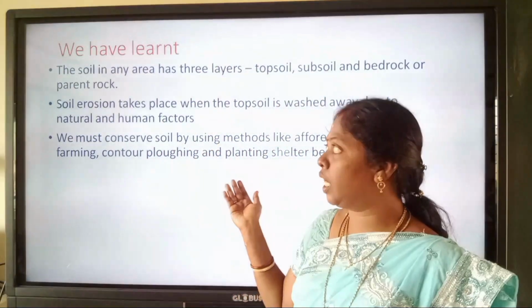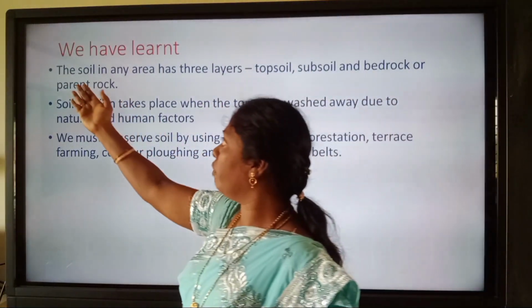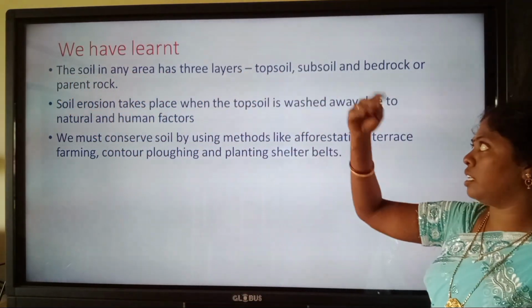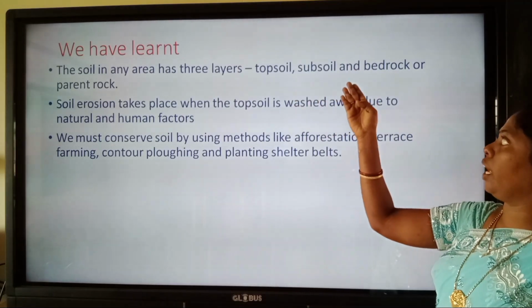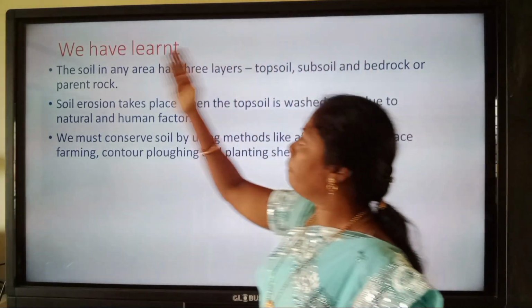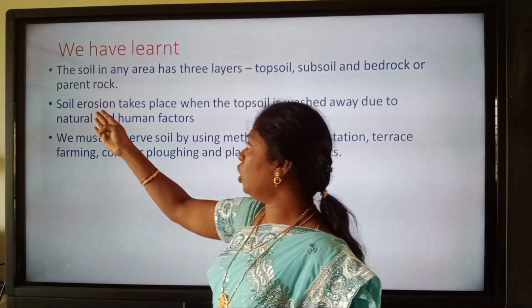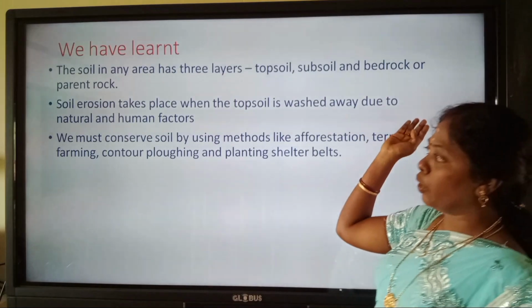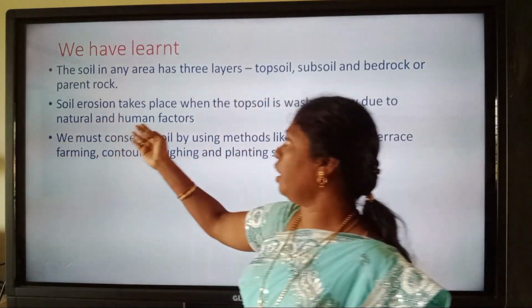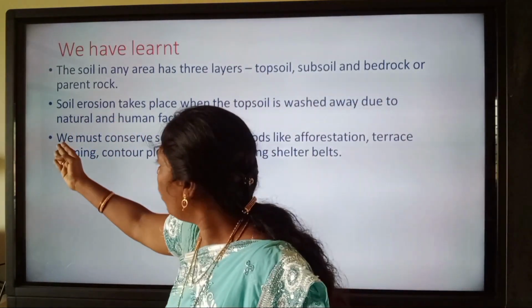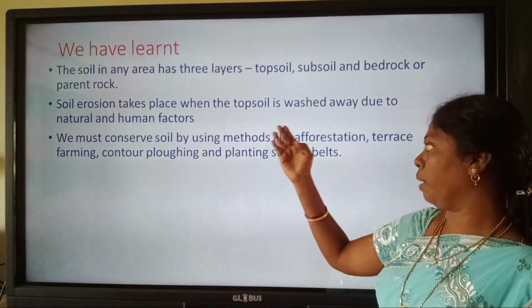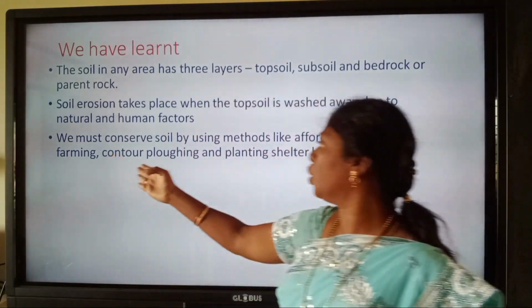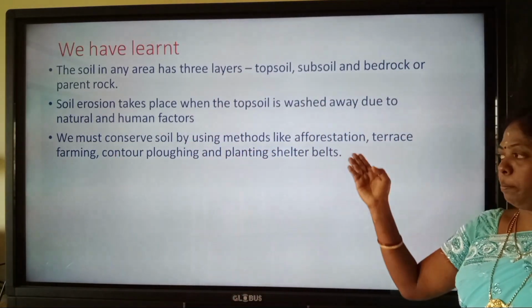So we have learned so many points. What can we see now? The soil in any area has three layers: topsoil, subsoil and bedrock or parent rock. Soil erosion takes place when the topsoil is washed away due to natural and human factors. It can be conserved by methods like afforestation, terrace farming, contour plowing and planting shelter belts.